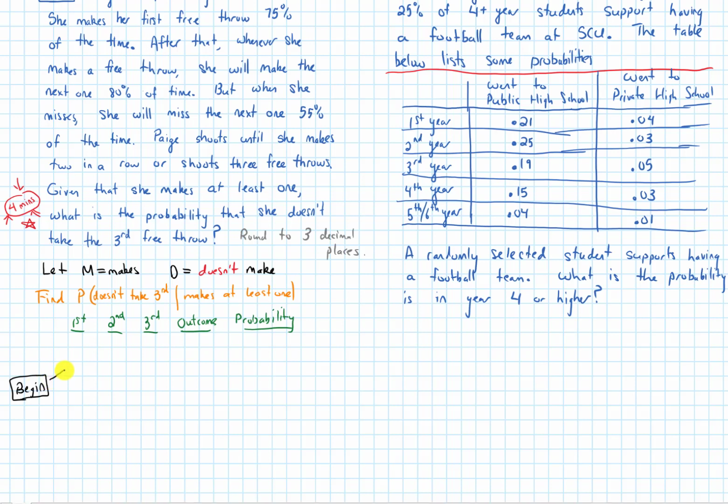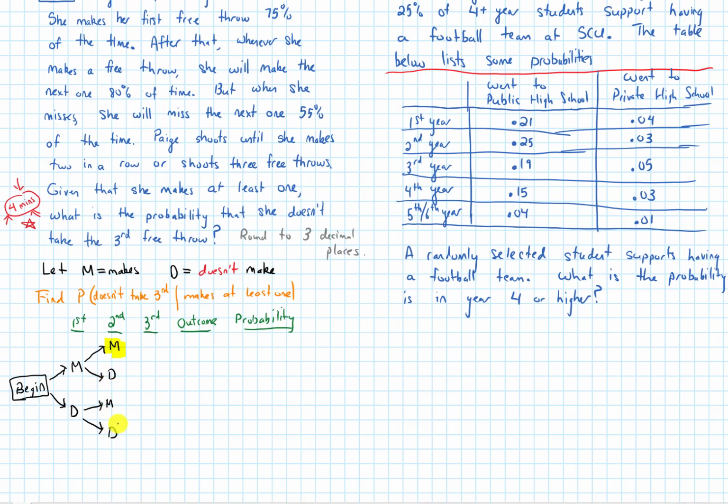All right, so let's start drawing our branches. When she begins, she either makes a free throw, M, or she doesn't, which is a D. And then from each of those, she could either make a free throw or she doesn't. But at the very topmost branch, MM, she would be done there. So I'm going to highlight that one. She'd be done because the problem says that she shoots until she makes 2 in a row, and at that point, she would have made 2 in a row. Or the other way she stops is if she shoots 3 free throws.